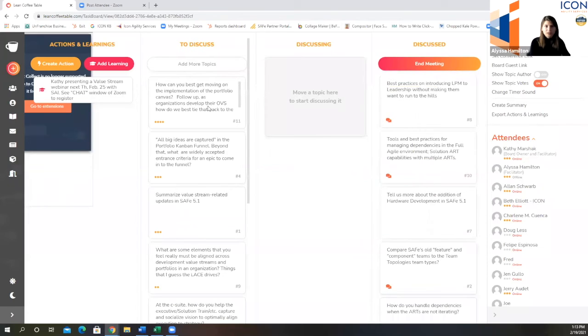All right, next question. How can you best get moving on the implementation of the portfolio canvas? Follow-up, as organizations develop their OVS, how do we best tie that back to the PC?